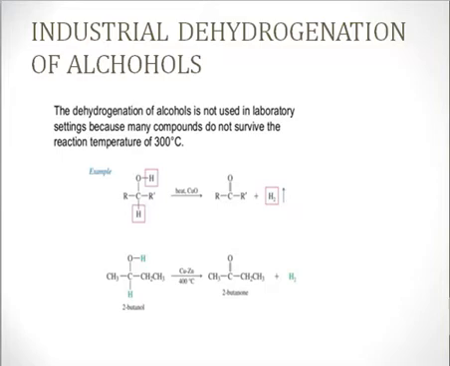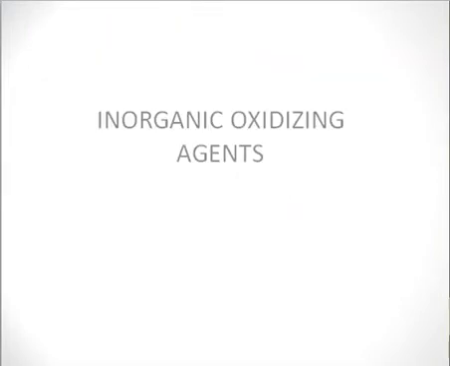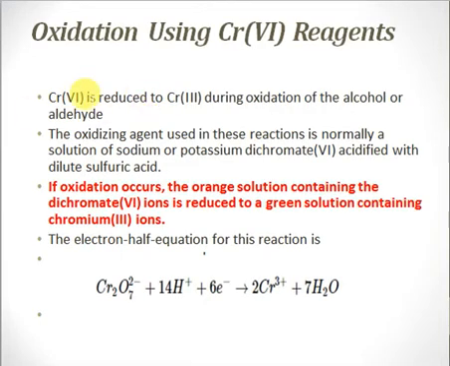So when we have to carry out the dehydrogenation reactions of alcohols in the laboratory, we have two options. Either we can use oxidizing agents which are of inorganic nature, or we can use oxidizing agents that are of organic nature. So let's first discuss the inorganic oxidizing agents which can be used for the oxidation of alcohols. Firstly we will discuss the chromium 6 reagents which are normally used in the oxidation.